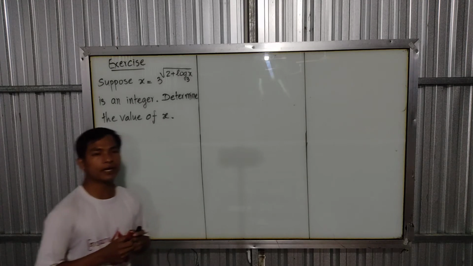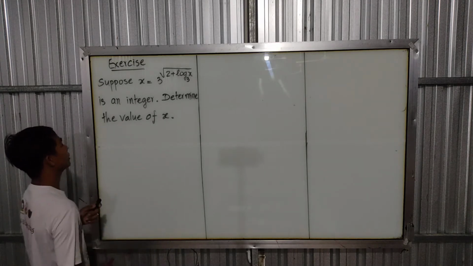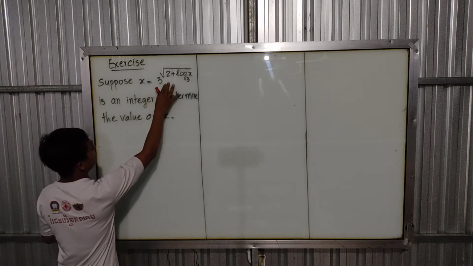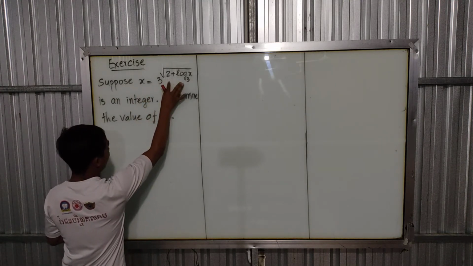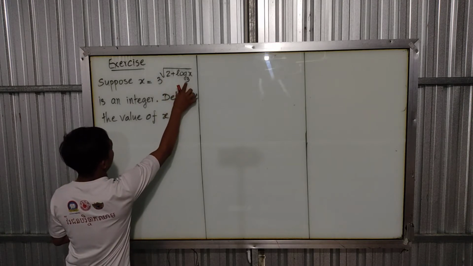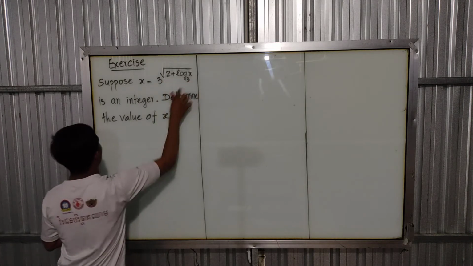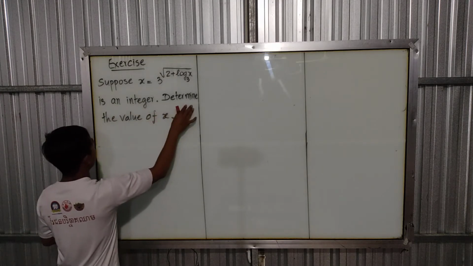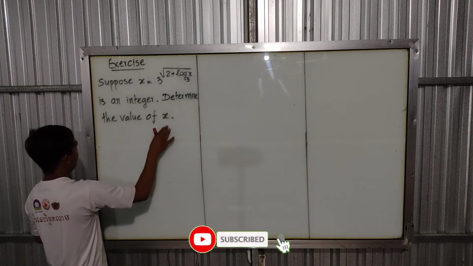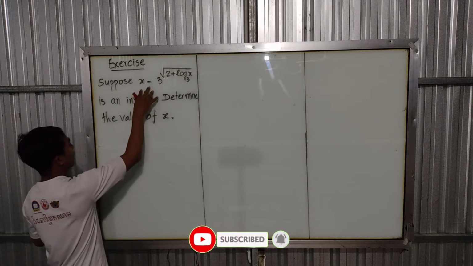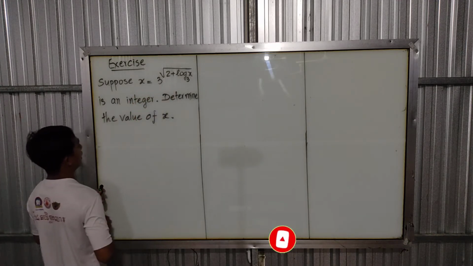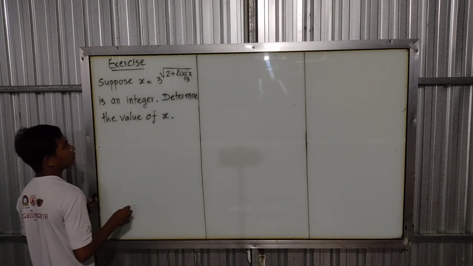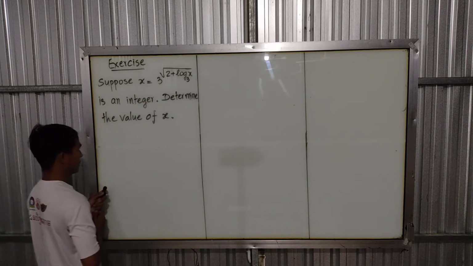Today I have one exercise on the whiteboard. Suppose x equals 3 to the power of the square root of 2 plus log base 3 of x is an integer. Determine the values of x. We have this equation, and to solve this, we have to get the condition.